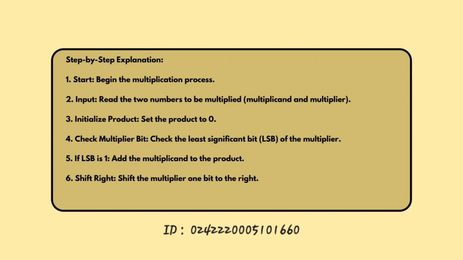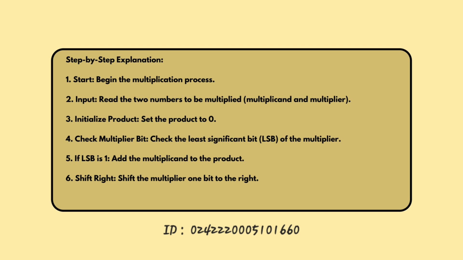Binary multiplication is a fundamental operation in digital systems. It involves two numbers, the multiplicand and the multiplier. The number being multiplied is the multiplicand, and the other number is the multiplier. Let's look at the steps involved.